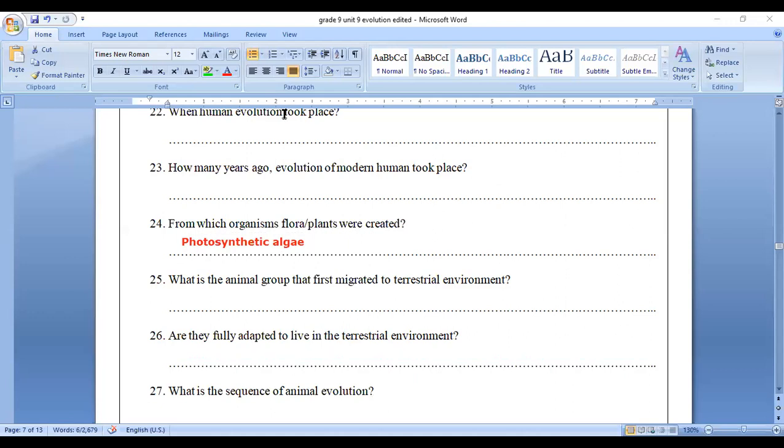Question number 25, what is the animal group that first migrated to the terrestrial environment? Who came to the land first? Amphibia. Are amphibia fully adapted to live in the terrestrial environment? No, sir. Reptilia is fully adapted.